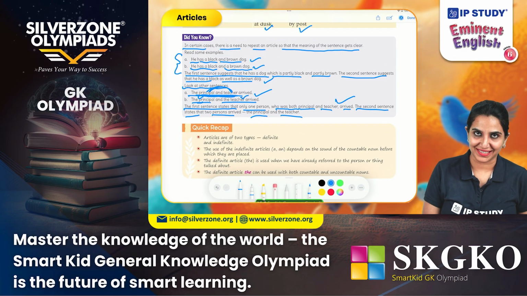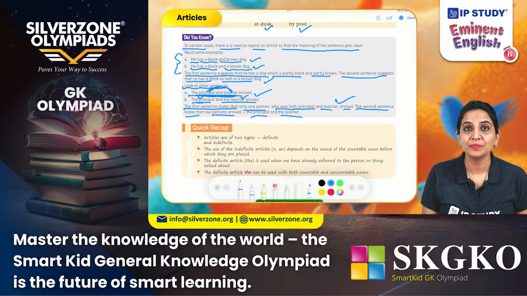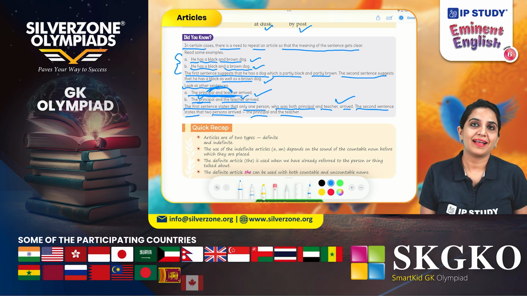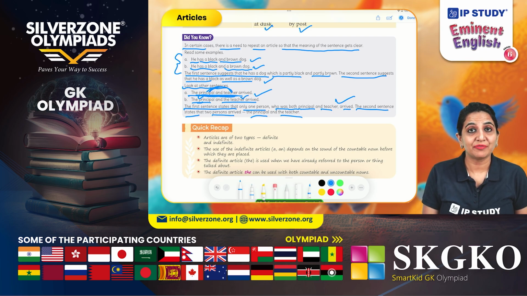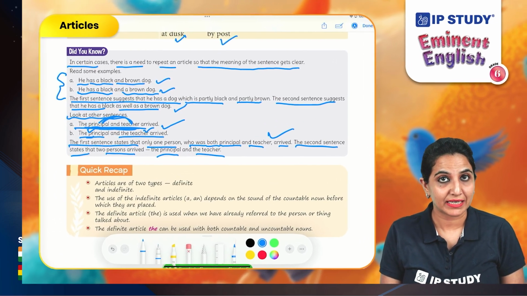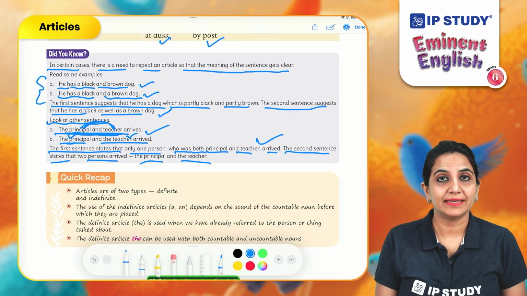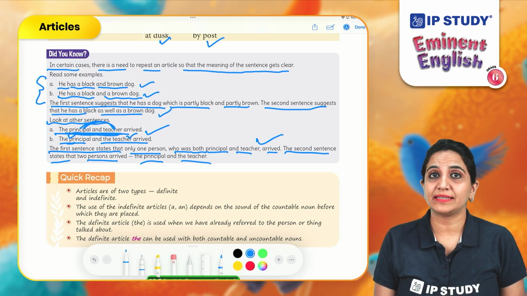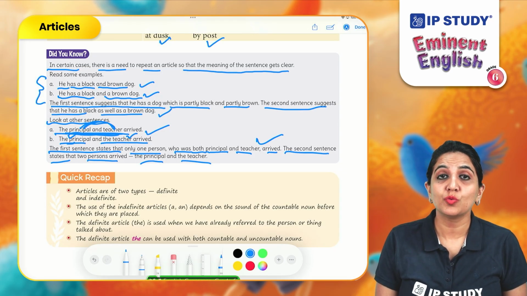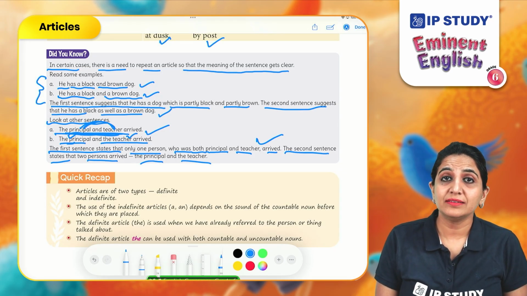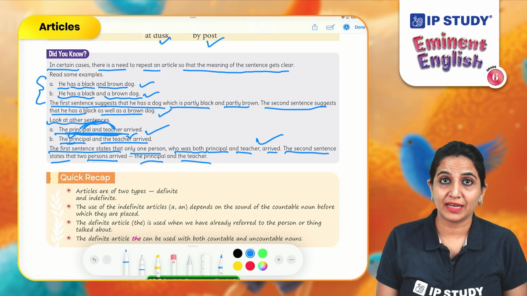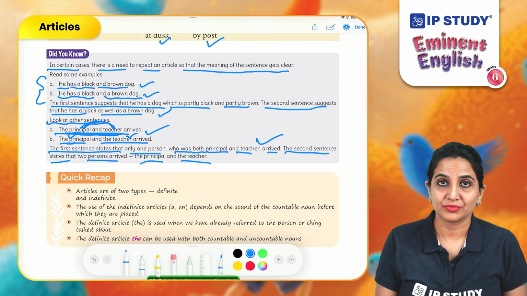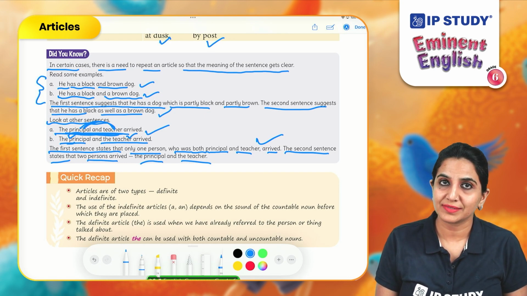So that was all about articles. As we have studied in this chapter, articles are a, an, and the. They are classified as indefinite and definite articles. Article a and article an are indefinite articles because they do not refer to a specific thing. Whereas article the is the definite article because it refers to a specific thing. Article a is used with a singular countable noun which has a consonant sound. Whereas article an is used with a singular countable noun which has a vowel sound.